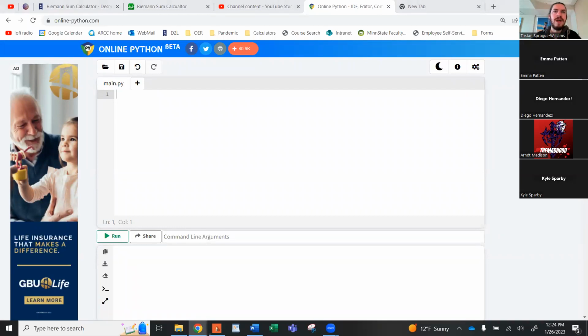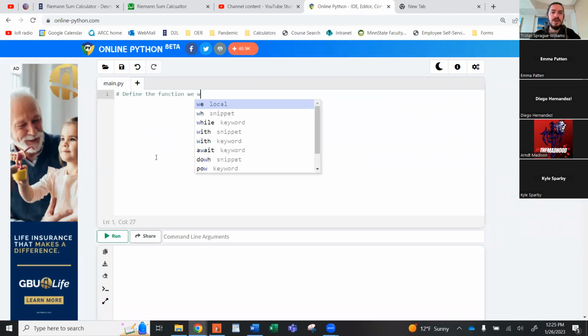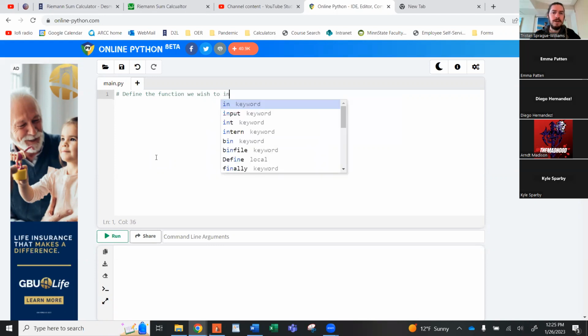Okay. So now, first thing we want to do here, and you don't have to type exactly what I'm going to type, I'm going to type some comments. In any programming language, you can type comments that are not part of the code by using some special symbol to indicate a comment. In Python, it is the pound sign, the hashtag symbol, right? So I'm just going to put that in so that I can type in what I'm doing. The first thing I'm going to do is define the function we wish to integrate.